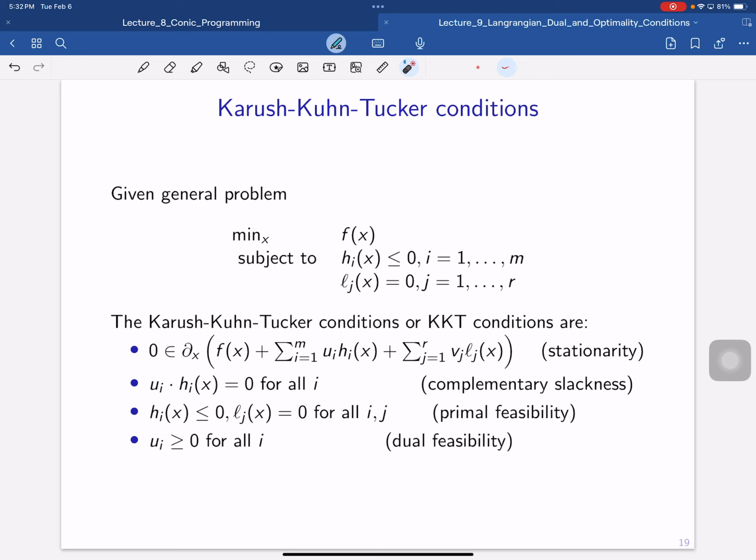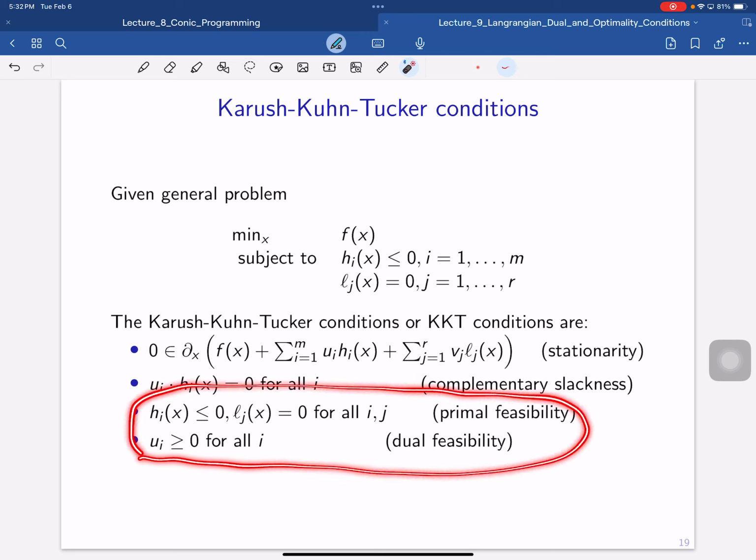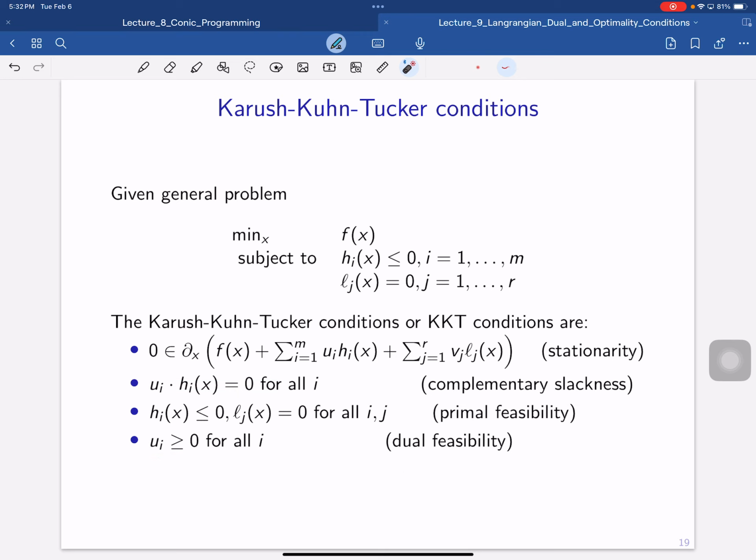Okay, so let's talk about this condition here, right? The condition has 4 parts. The last 2 parts probably are the easiest to remember, right? It says when the solution has to be optimal, you need to satisfy the primal feasibility and dual feasibility constraints. This is almost very naive. It is given, right?